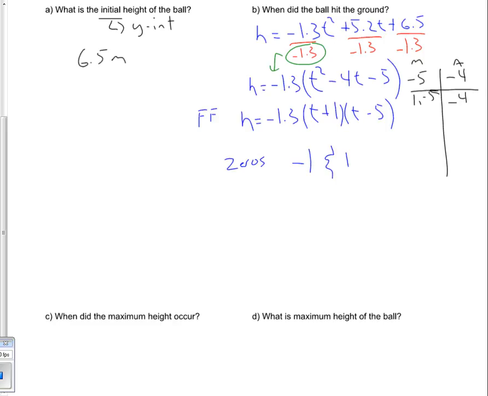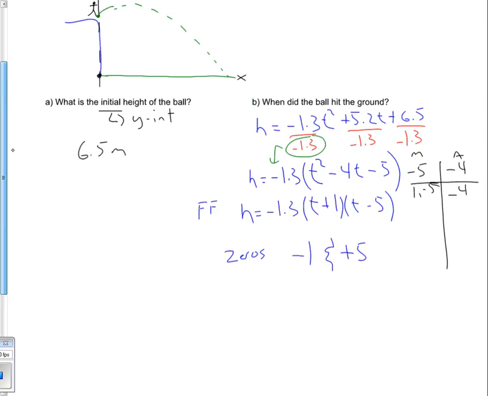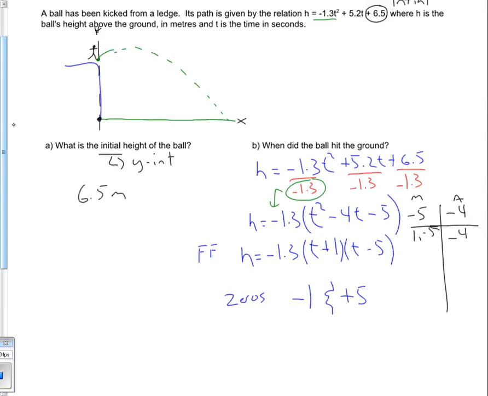Now, if you have a situation where we have someone kicking a ball off a cliff, does it make sense that you can actually have a zero at negative time? Well, no, it doesn't. Because this parabola is only part of a parabola. The rest of the parabola, if you were to continue it on, would end up going back this way. But this doesn't actually happen. We're not going back in time.